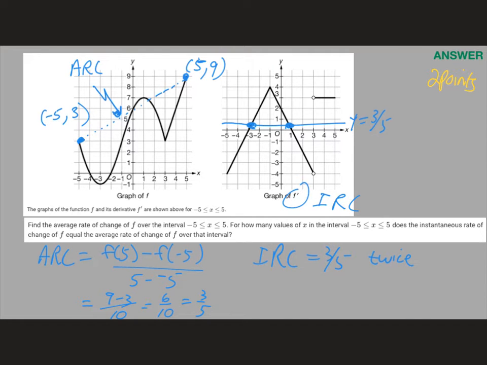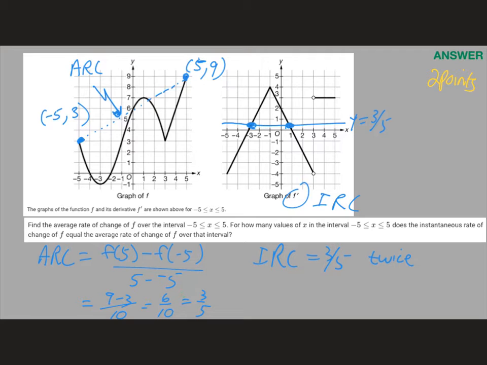Two parts. Find the average rate of change by connecting the 2 points and finding the slope between those 2 points. The first point is -5,3, the second point is 5,9. Average rate of change is the slope. Do the calculations correctly, you get 3/5. You do not have to reduce fractions, so you could leave it as 6/10.